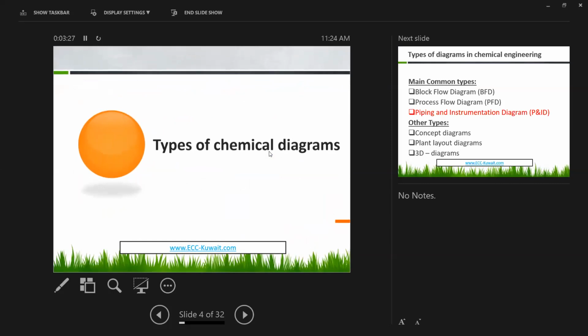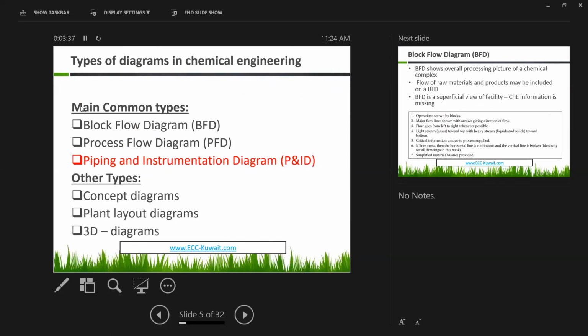In the last session of this training course, we talked about types of chemical diagrams. We have three main common types, if you remember: block flow diagram, process flow diagram, and the major one of this session is the piping and instrumentation diagram. And we talked that there are other types of diagrams in chemical engineering: concept diagrams, plant layout diagrams, and 3D diagrams.